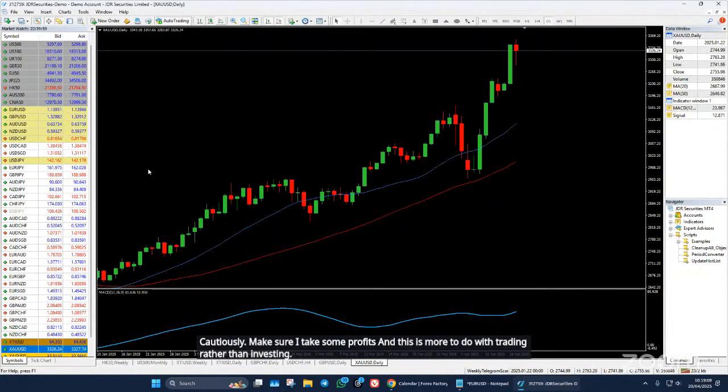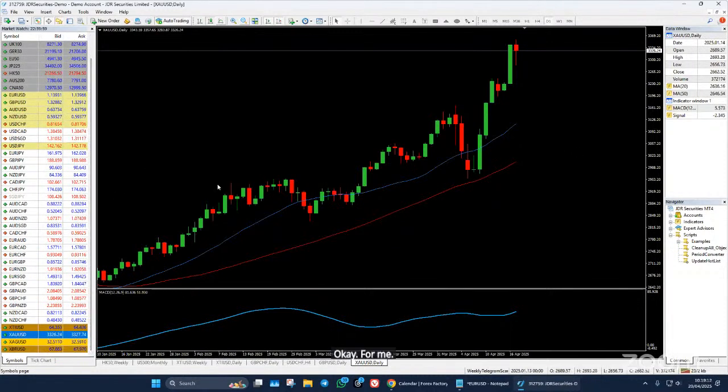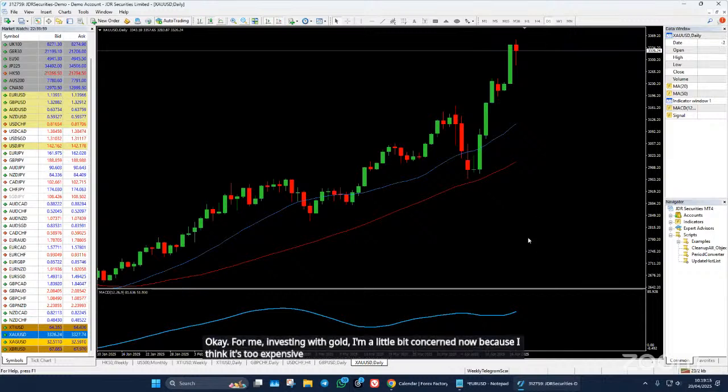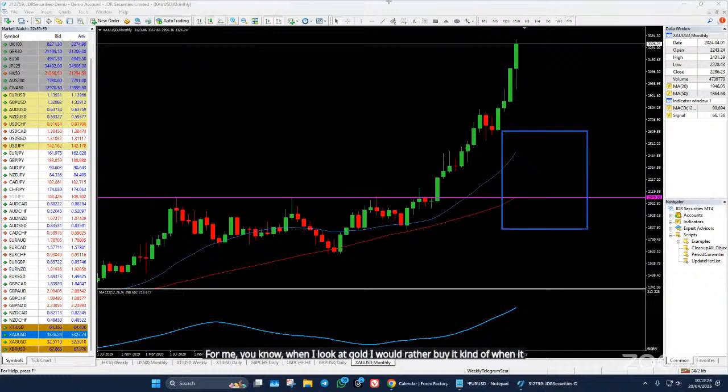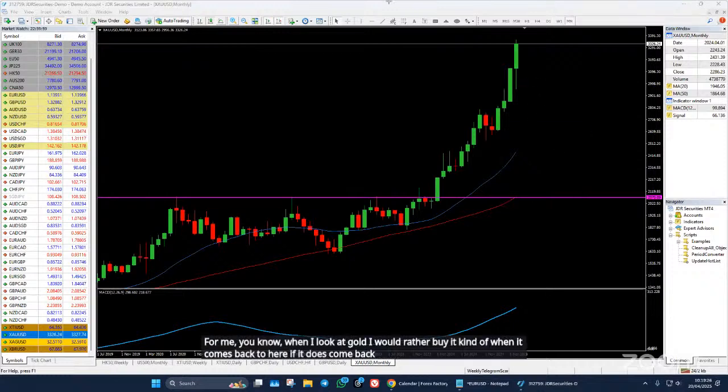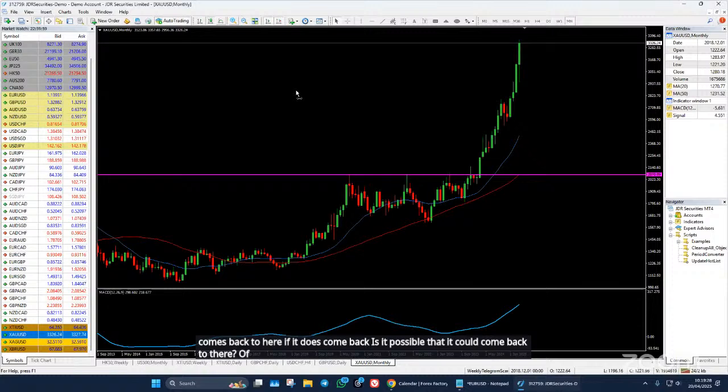For me, investing with gold, I'm a little bit concerned now because I think it's too expensive, but that's a personal choice. That's not my advice to you guys. When I look at gold, I would rather buy it when it comes back to here, if it does come back. Is it possible that it could come back to there? Of course it's possible, because I was here when this happened.